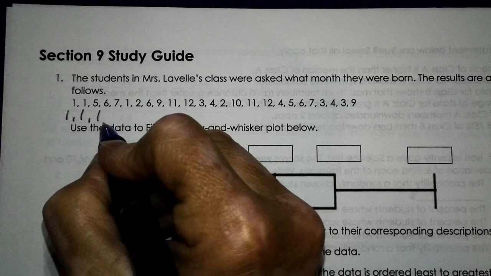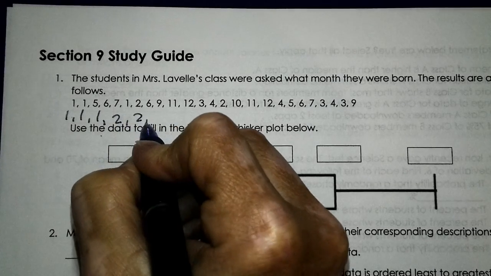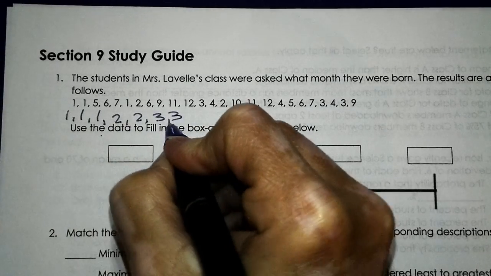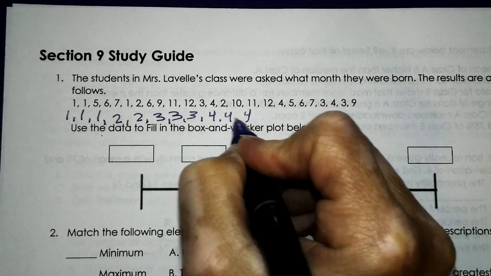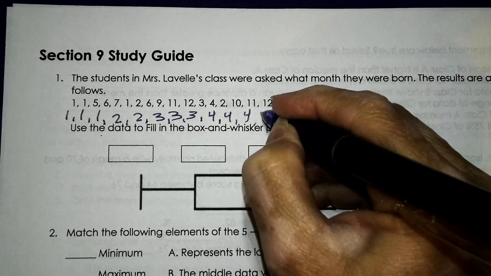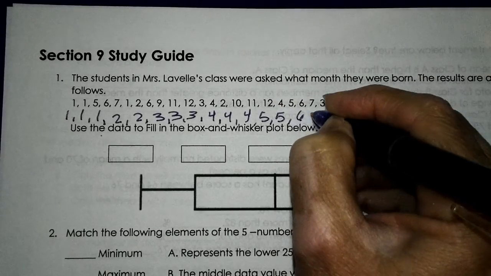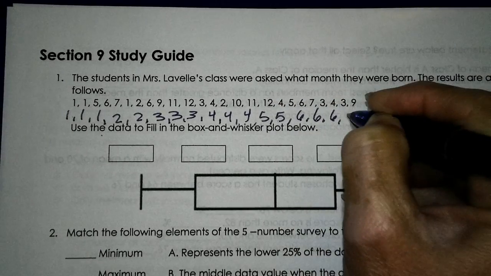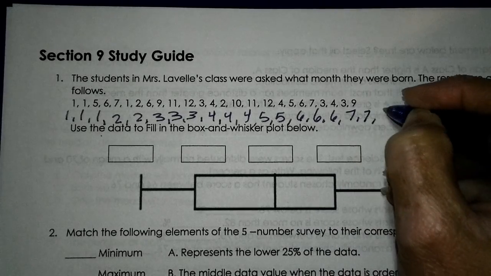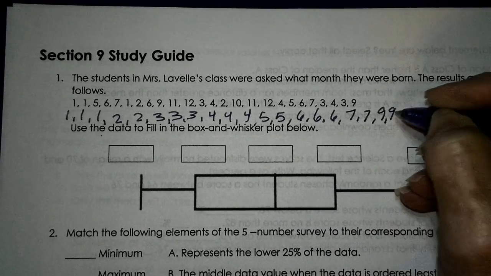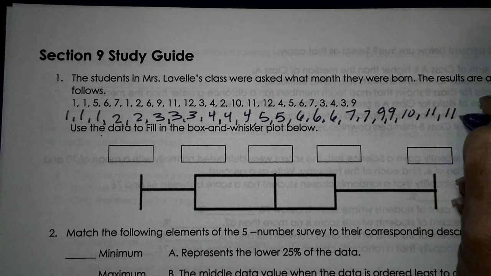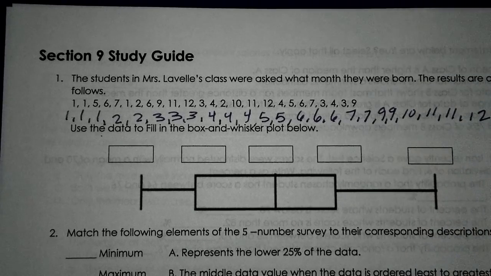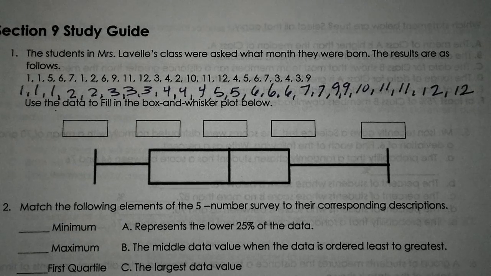So we should have three 1s, a 2, a 2, a 3, a 3, a 3, 4, 4, 4, 5, 5, 6, 6, 6, 7, 7, 9, 9, 10, 11, 11, 12, and 12. All right, so that is what we should have.